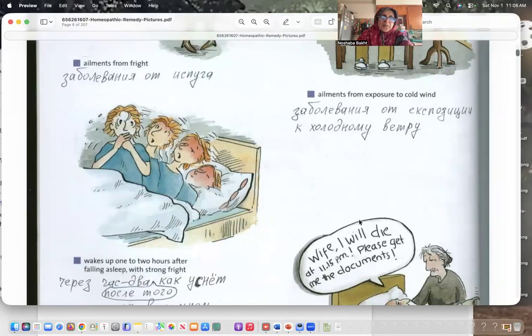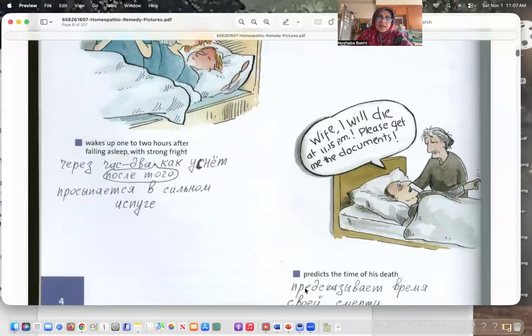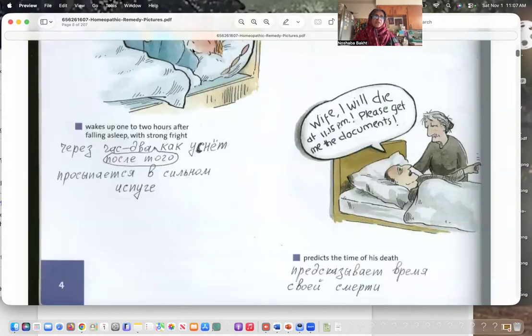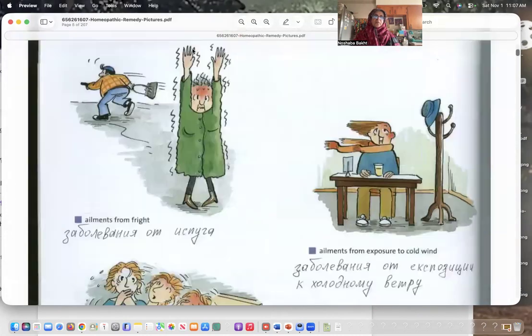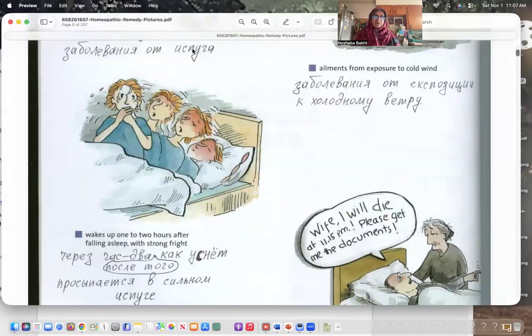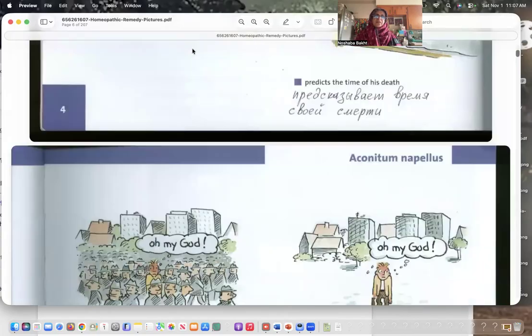They wake up two hours after going to sleep due to extreme fright, and they're so afraid of death. They will tell you, make my documents because I'm dying. They are afraid to go into crowds. Phosphorus is sitting and talking and very lively. These people also love ice cold water, but they are not people persons. Phosphorus also gets afraid of the dark, but these people are really very fearful.